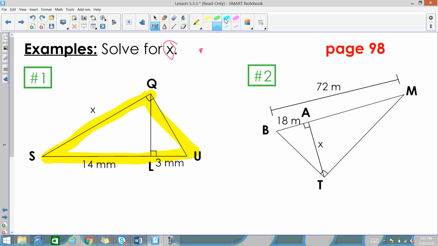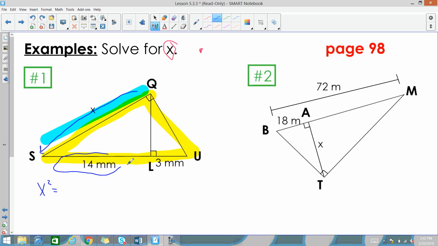So that means we are going to start this problem off like this. Ready? You're going to start it off as x squared. As you travel down the x, it's leg squared equals short adjacent, so it's going to be 14 times the entire hypotenuse. And the entire hypotenuse is 17, because 14 plus 3 is 17.